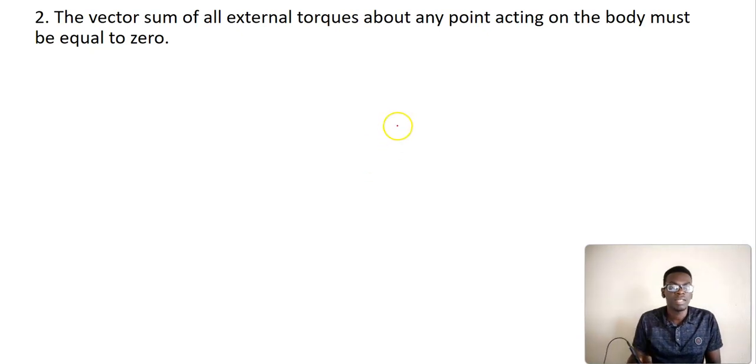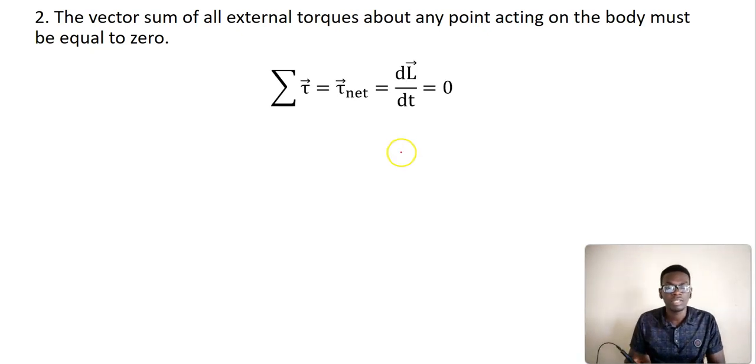The second condition for mechanical equilibrium states that the vector sum of all external torques about any point acting on the body must be equal to zero. As we go on, we are going to explain what we mean by torque, and we also introduce how to calculate torques. But for now, it's sufficient to state that the torque is the turning effect of a force. This second condition can be written mathematically. The vector sum of all external torques about any point is equal to the net torque.